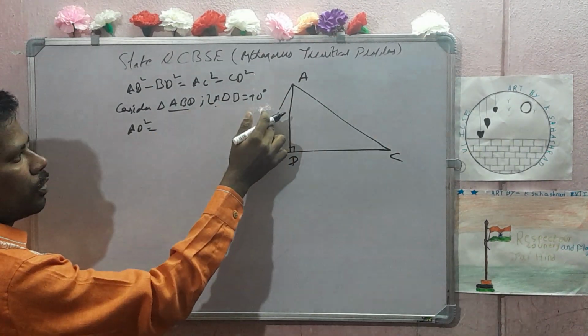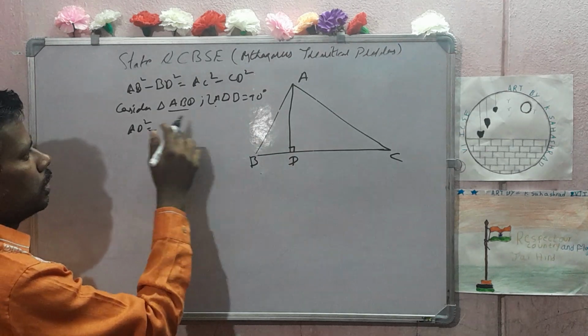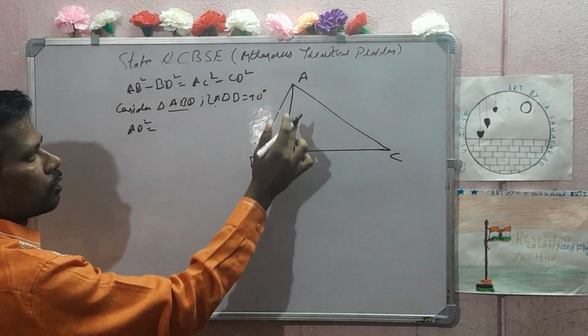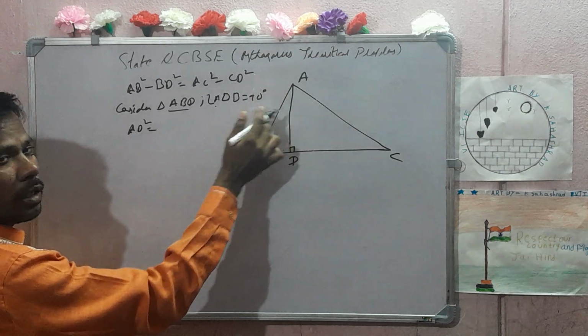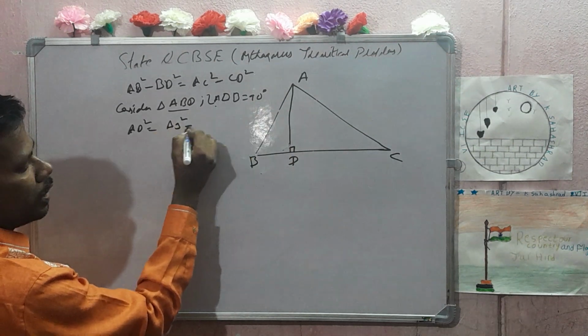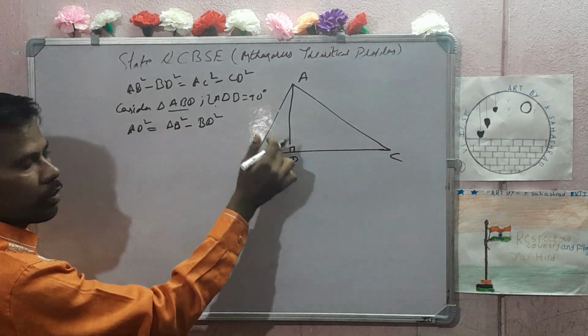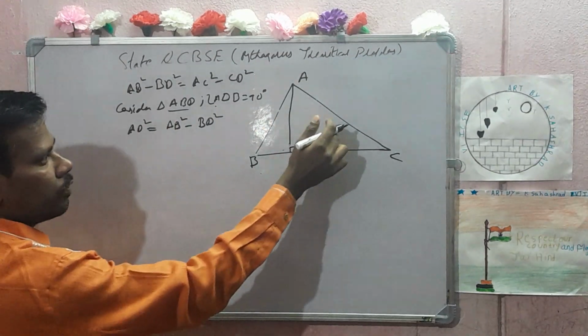So square on the hypotenuse is equal to sum of squares on the other two sides. But I want this length. So AD square is equal to hypotenuse square minus BD square. This one. Hypotenuse square minus BD square will give this one. In the same way, consider triangle.